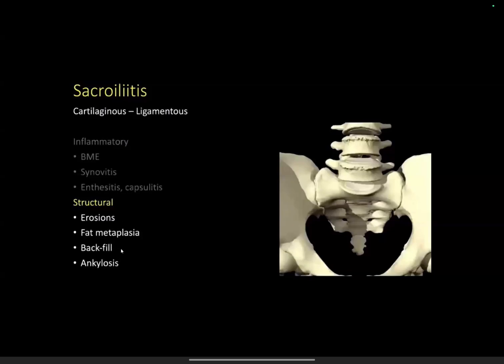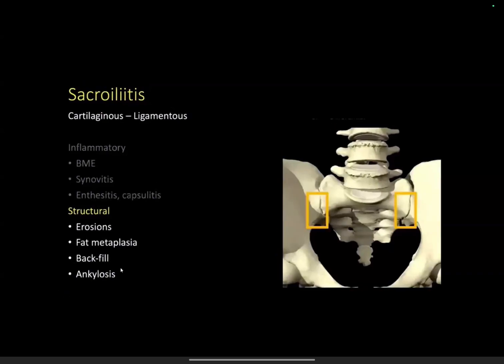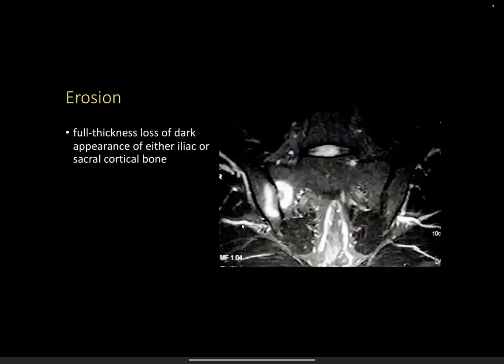Flowchart that we said in the initial slide, how the disease progresses. So along the antero-inferior aspect of the joint, that becomes more important to see. So erosion. It can be full thickness or partial thickness, yes. And full thickness loss of dark appearance of either iliac or sacral cortical bone.